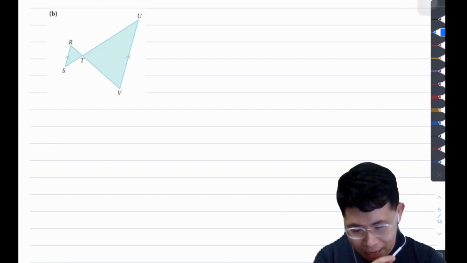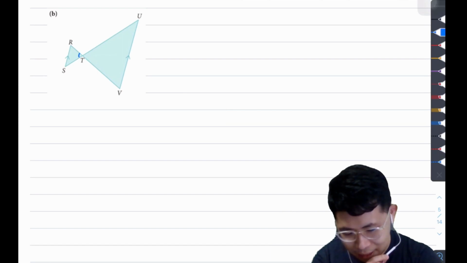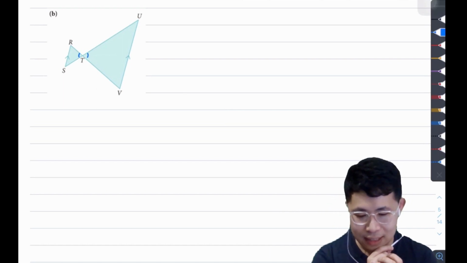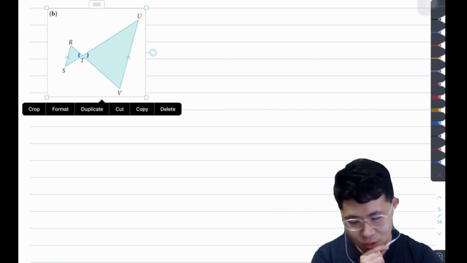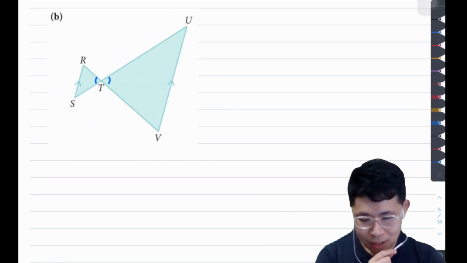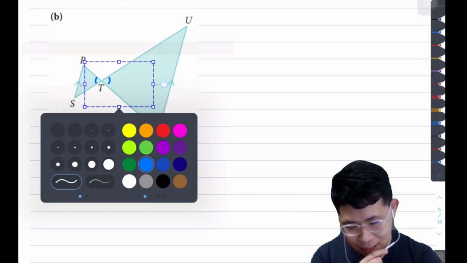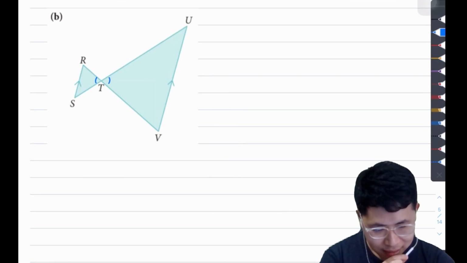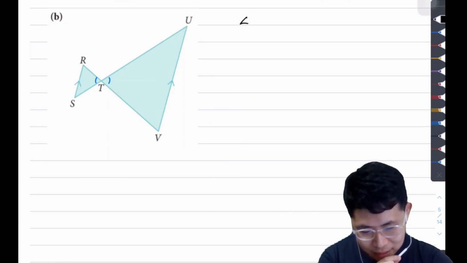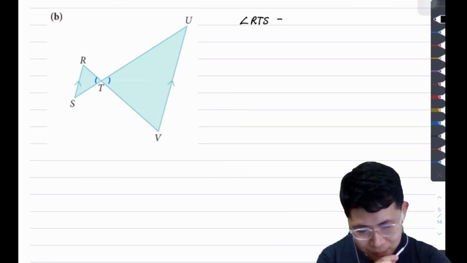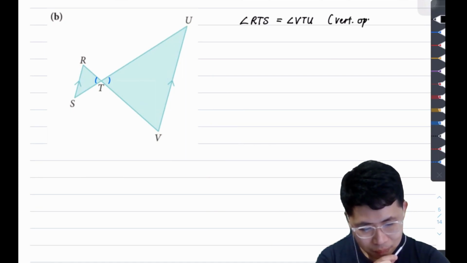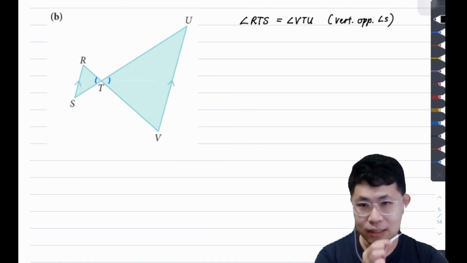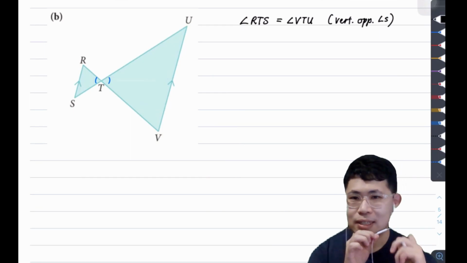So the first pair of angles that we are definitely comfortable with is these two angles over here. Do you see this? Right, these two angles over here. Why? Because these two angles are vertically opposite angles. So let's state these two angles over here. So angle RTS is equals to angle VTU, and this is because they are vertically opposite angles. Okay, so this is the very first one.